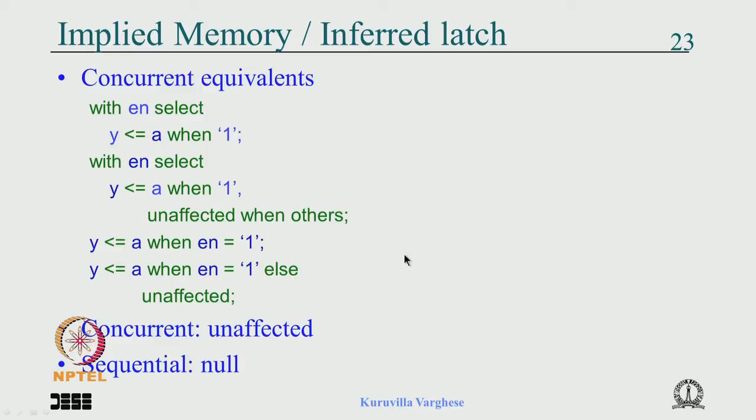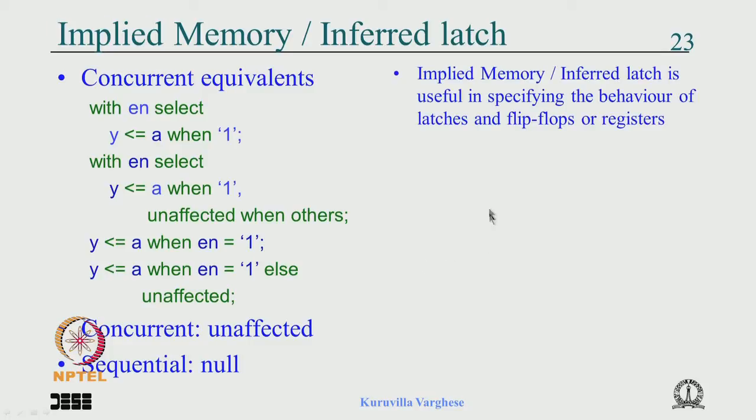So let us see the use of this. Normally we use flip flops as memory in serious design, you do not use a combinational kind of latch in real life, so we do not use it, okay. So what is the use of this kind of implied latch? The first thing is that the implied latch or implied memory or inferred latch is useful in specifying the behavior of latches and flip flops or registers.